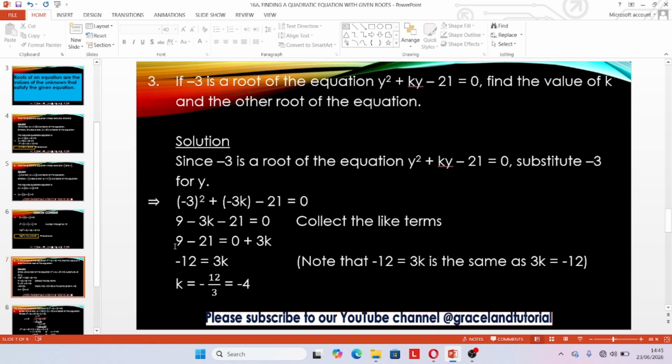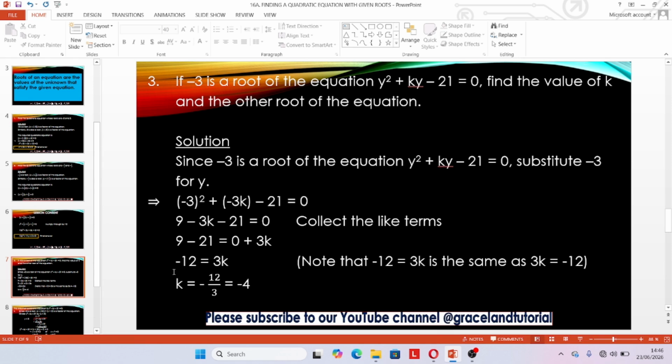This is going to be 9 minus 21 equal to 0. Now minus 3k will move to the right hand side, and that will turn to plus 3k. 9 minus 21 will give minus 12, which is equal to 0 plus 3k, and that will be 3k.